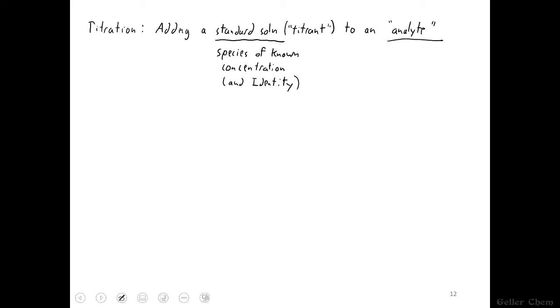And the analyte is the species that we are interested in. And maybe we're interested in its identity, its concentration, or both, but something is unknown about the species that we want to determine. And to learn about something unknown, we must always reference to something completely known.